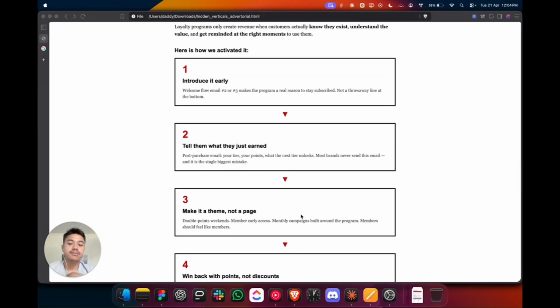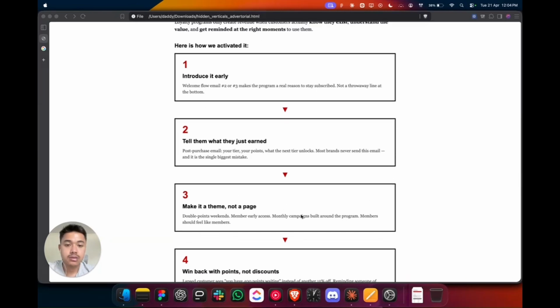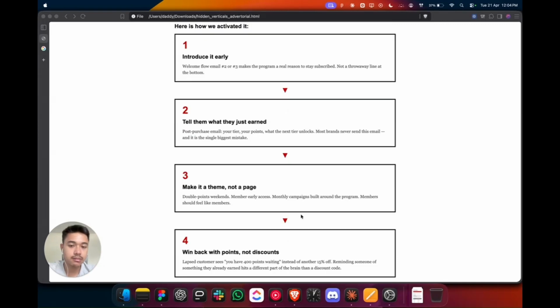Number 2 is we told them what they earned. So a post-purchase email, right after they bought the product. We mentioned that they have unlocked this, they have this amount of points in their pocket, and these are the next tiers that they can unlock after they purchase. Most brands never send this email, and it is the single biggest mistake that we found in this brand as well.